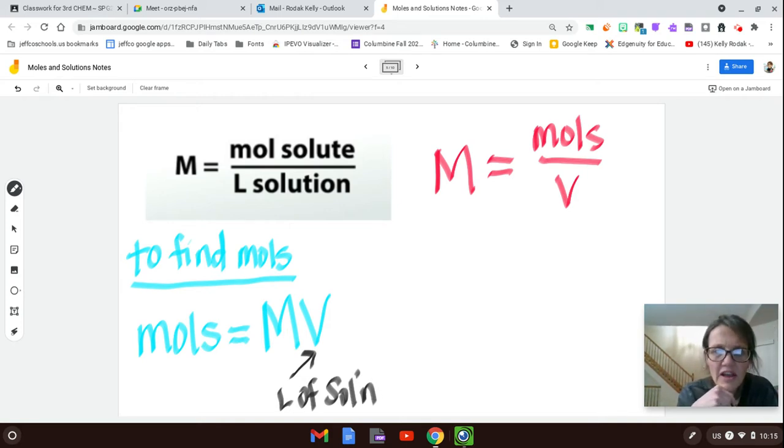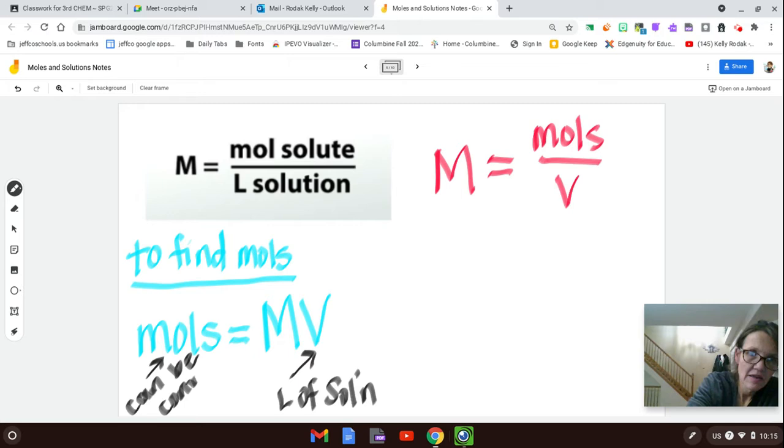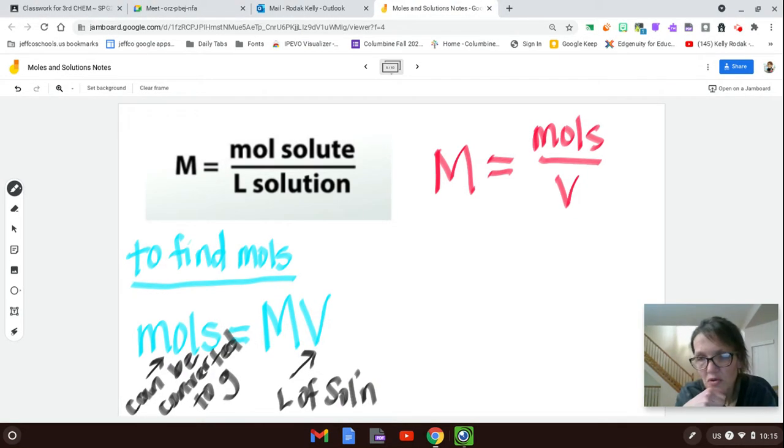Okay. The other thing I want to remind you of about moles is that you can also have grams and convert that to grams. So moles can be converted to grams, right? Or if you're given grams, you can convert it to moles. All right. So we need to know this equation here: moles is equal to molarity times volume, where the moles can be converted to grams if it's necessary.